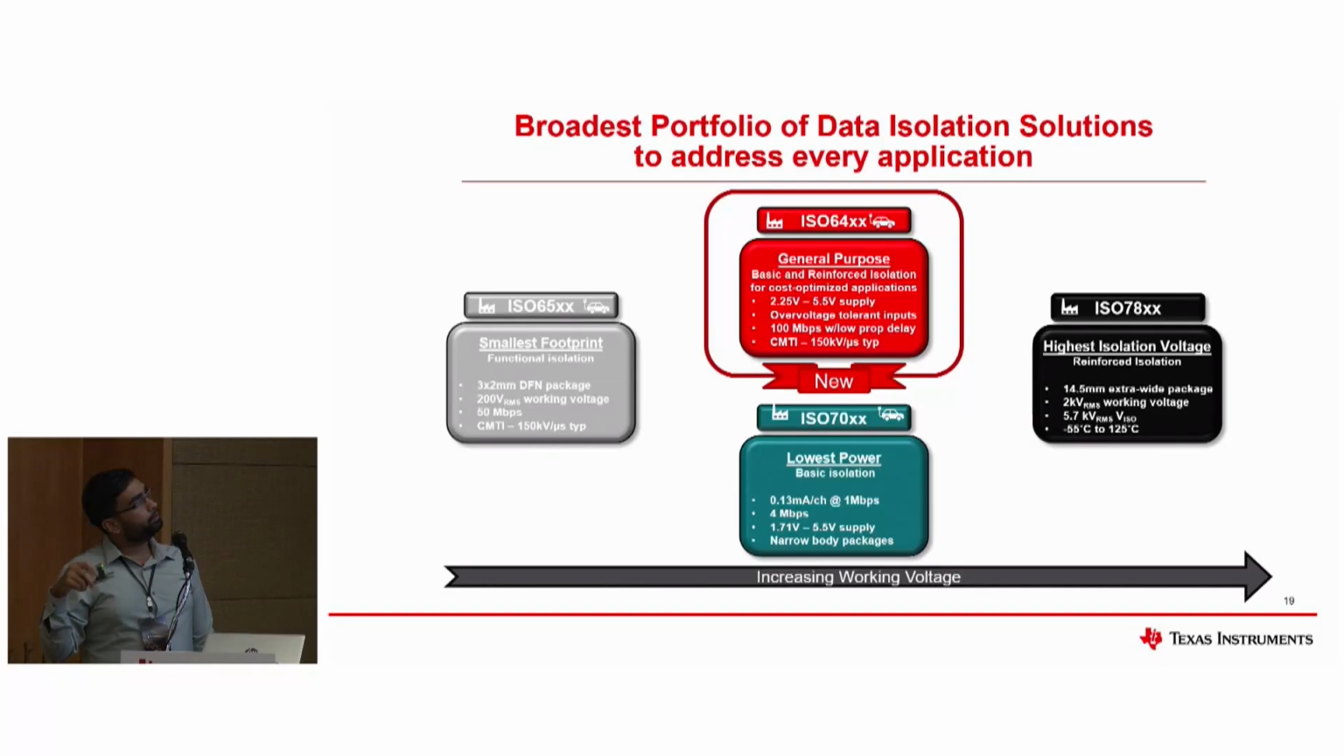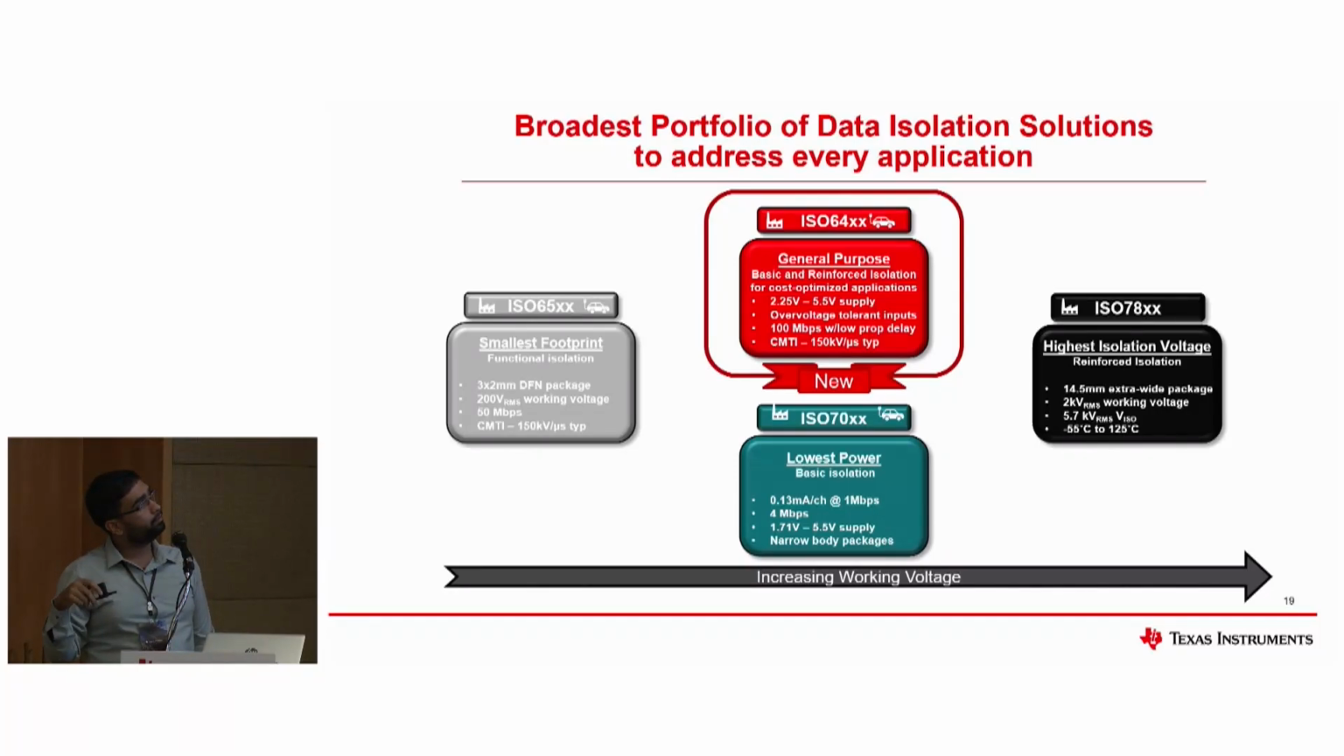Now coming to the last portion, I would say, the ISO 78XX. This is a pretty older generation part, but it still is the highest isolation rated part from TI, where your isolation working voltage is 2 kV with a UL rating of 5.7 kV RMS. And this is the only part from TI which has a DWW offering in our portfolio right now, which is a wide body package with 14.5 mm of creepage clearance.